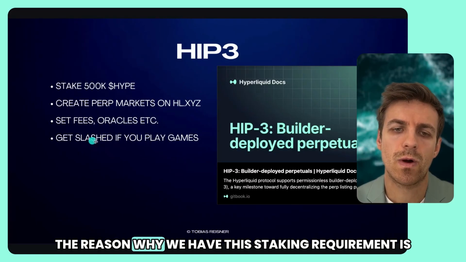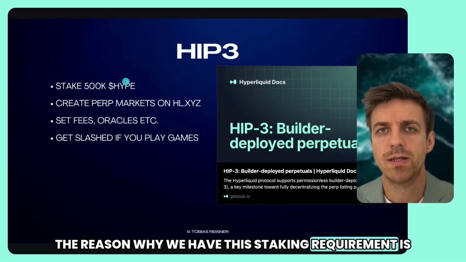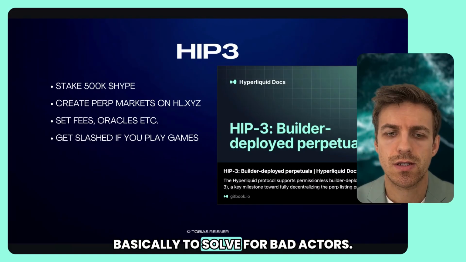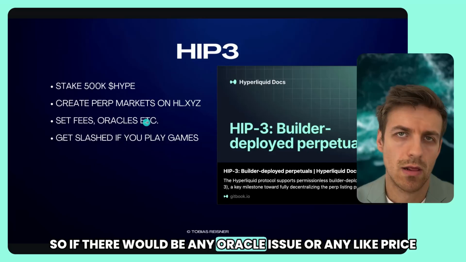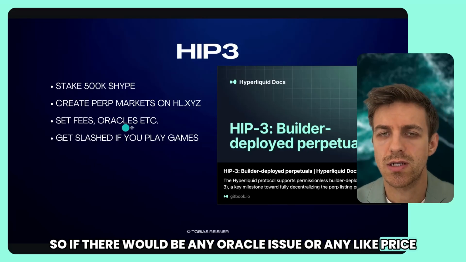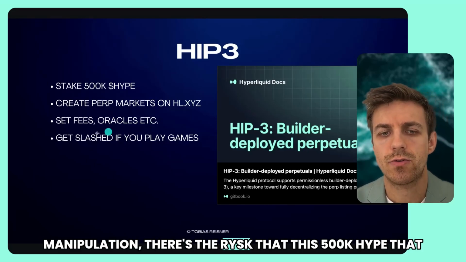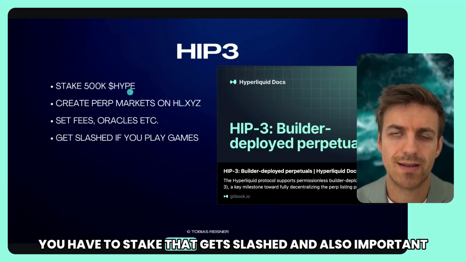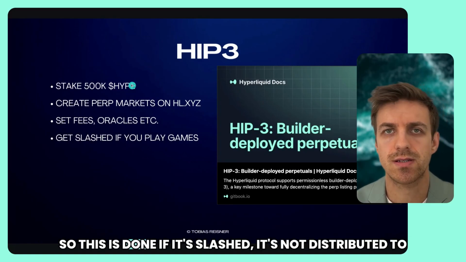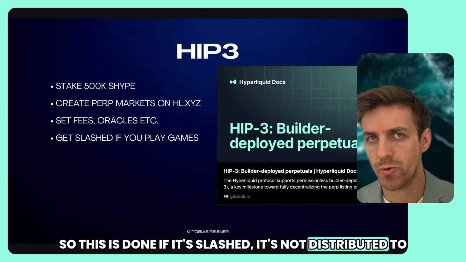The reason why we have this staking requirement is basically to solve for bad actors. So if there would be any oracle issue or any price manipulation, there's the risk that this 500k HYPE that you have to stake gets slashed. And also important, this is burned. If it's slashed, it's not distributed to other stakers.